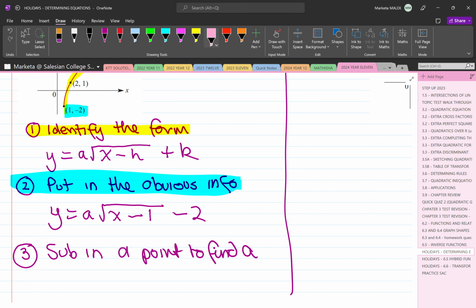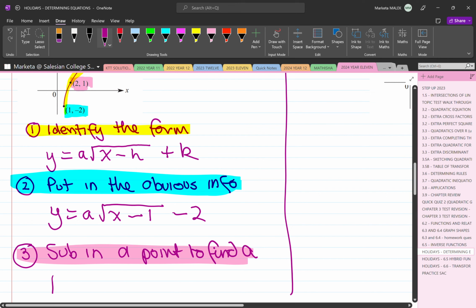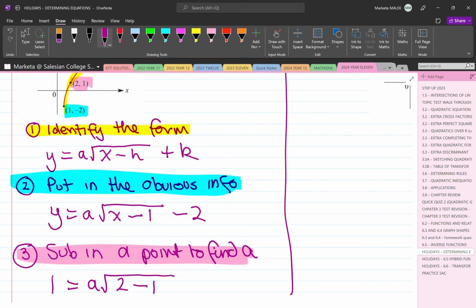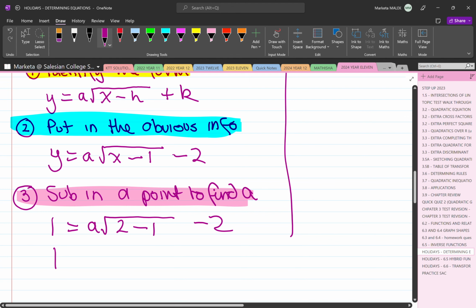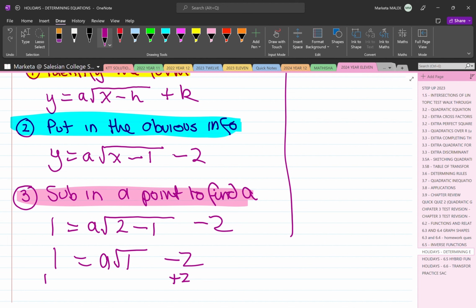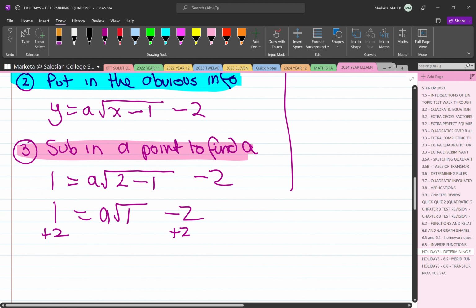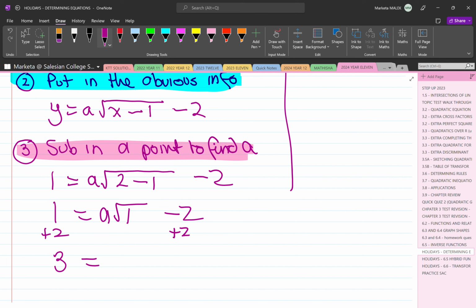And we did this with quadratics. So it's just exactly the same, only that the form is different. It's a root graph rather than a quadratic. So now we can say, well, our point is 2, 1. So y is 1, 2 is x. And now we'll be able to solve for a. 1 equals a root 1 minus 2. So I'm going to add 2 both sides. So we get 3 equals 1a, because square root of 1 is 1. And then we'll just get a by itself. So a is 3.